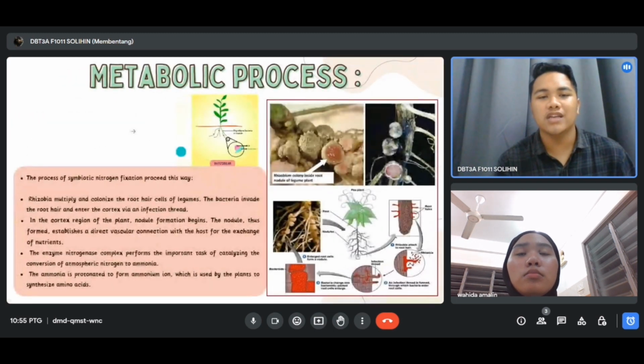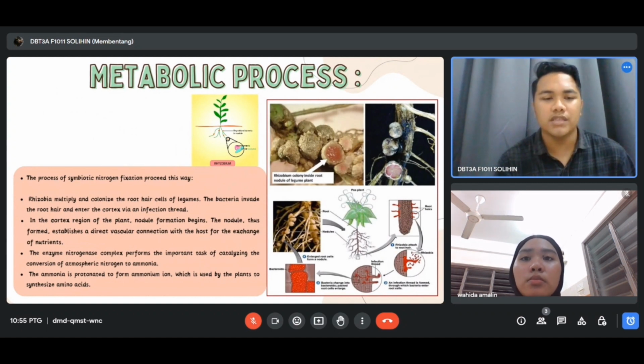Right now, I want to talk about the metabolic process. The metabolic process that occurs in Rhizobium is nitrogen fixation.